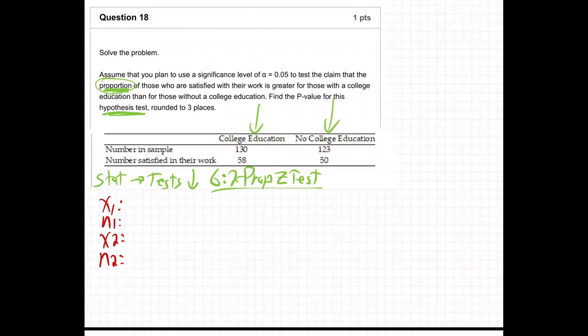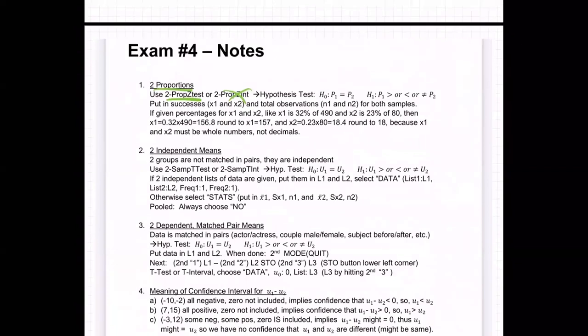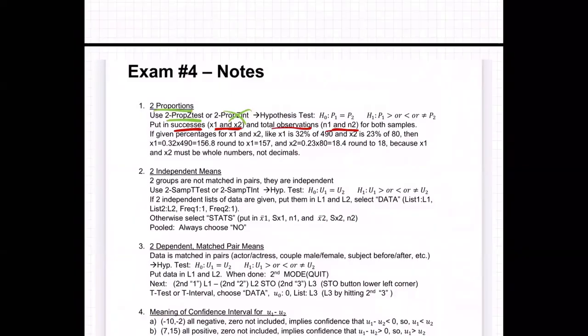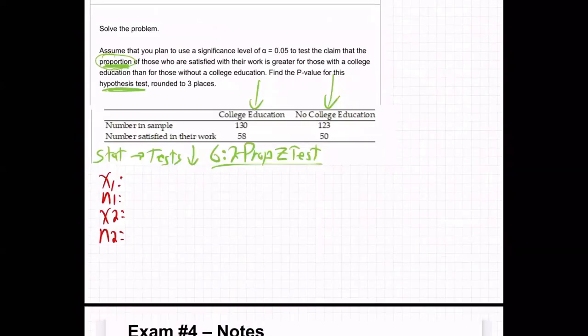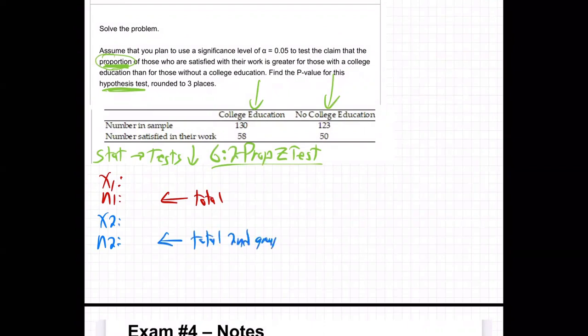X1, this is going to be, now careful. Remember, if you look at the notes, successes are X1 and X2, and total observations are N1, N2. So remember this, let me just change the color for extra clarity. These N values, this is going to be total. And this is going to be the total for the second group. This is total for the first group.